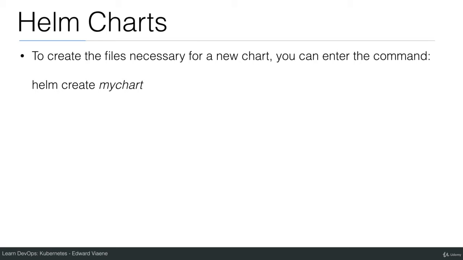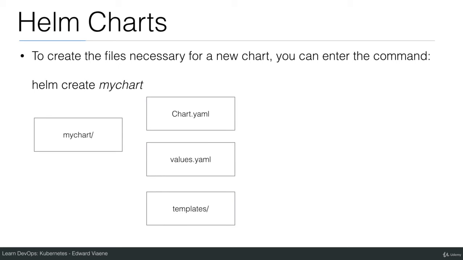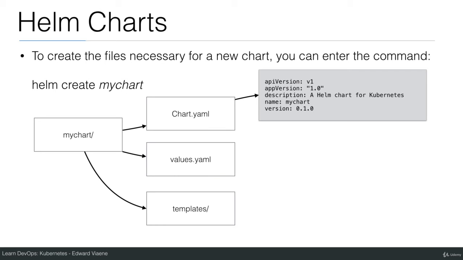To create the files necessary for a new chart, you can enter the command helm create and then the name of your chart. Here, for example, my chart. And this will create a directory called my chart. And in this directory, it will create files that you need. It will create a chart.yaml, values.yaml, and a folder templates. In chart.yaml, you find some metadata like the API version, app version, description, the name of your chart, and the version of your chart. This is just some basic information that you can fill out.